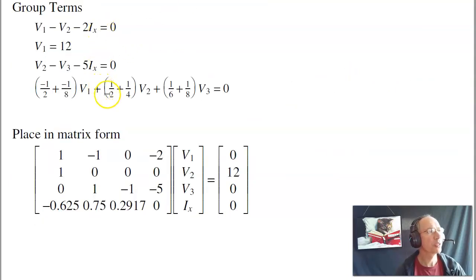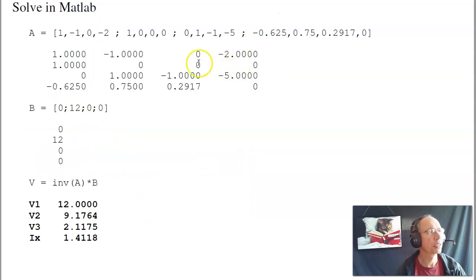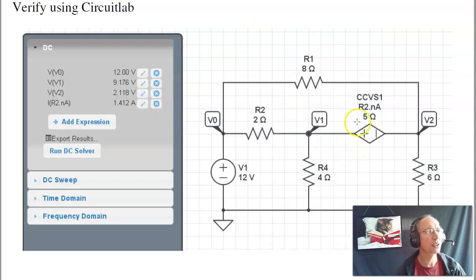I group the terms, put it in matrix form, throw it in MATLAB, and solve. And so I should get 12, 9.17, 2.11, 1.41 volts. If you go into CircuitLab and build it, here this is a current-controlled voltage source, and the current is the current through here. If I click on that point right there in CircuitLab, it'll tell me that's the current R2 dot node A. So that'll be my dependent source, the current going in from this direction, going right to left. Solve, I get the same answers I had before.